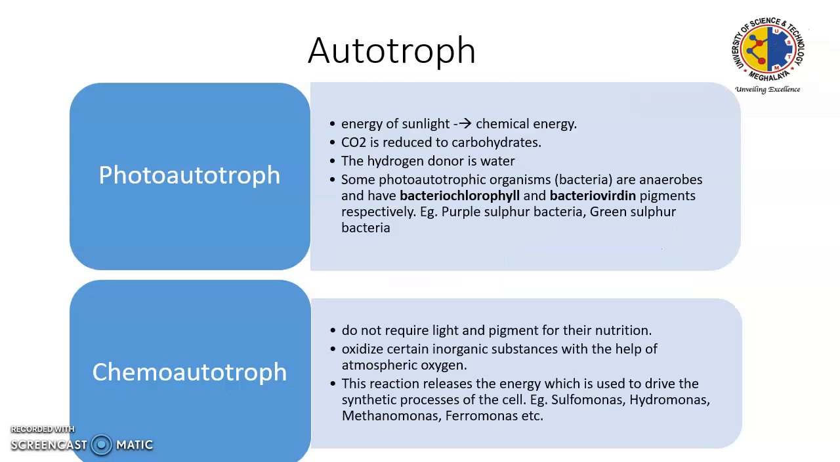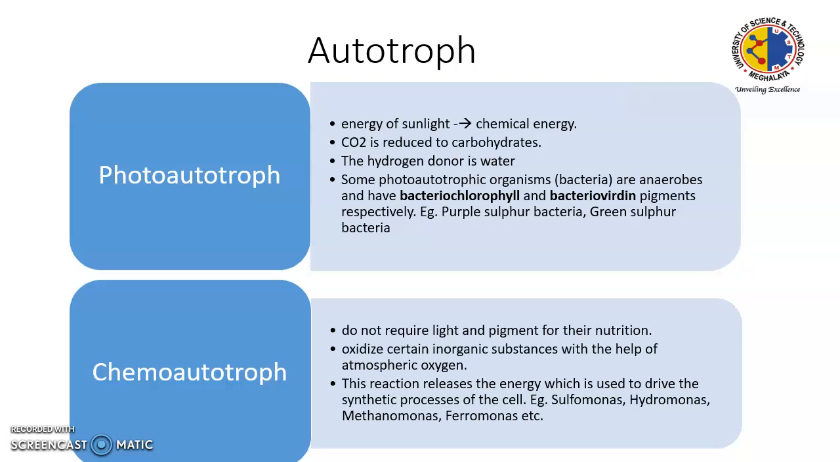A little brief about photoautotrophs. Autotrophs can be classified into photoautotrophs and chemoautotrophs. In photoautotrophs, the energy of sunlight is required, carbon dioxide is reduced to carbohydrate, and the hydrogen donor is water. Some photoautotrophic bacteria are anaerobes and have bacteriochlorophyll and bacterioviridin pigments respectively. For example, purple sulfur bacteria have bacteriochlorophyll, and green sulfur bacteria have bacterioviridin.